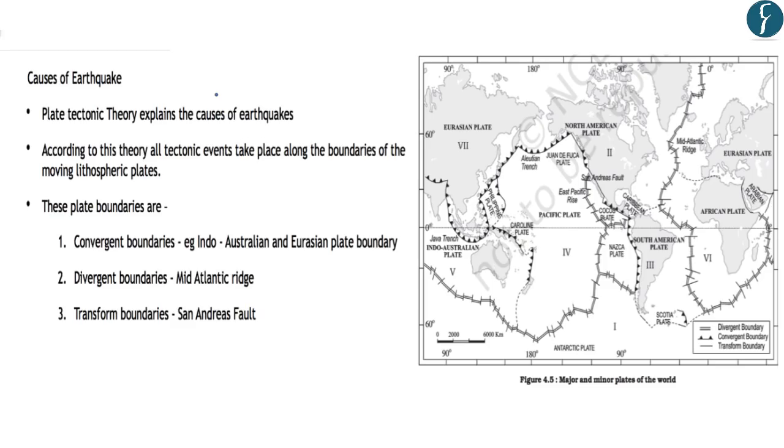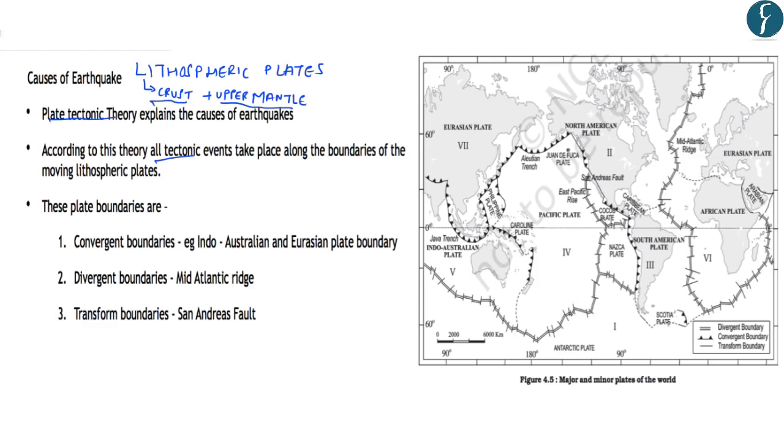Now regarding the causes of earthquakes, the plate tectonic theory explains that all tectonic events take place along the boundaries of moving lithospheric plates. So simply according to the plate tectonic theory, the Earth's surface is composed of several lithospheric plates. So the Earth's surface is composed of lithospheric plates. And this lithosphere is composed of the Earth's crust and the upper mantle.